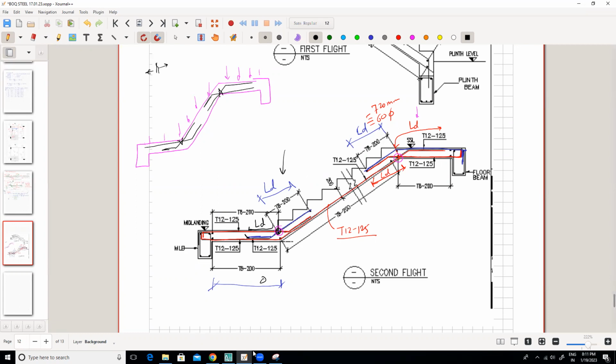And the next point is that there are distribution bars. These dots are there. So don't forget, we have shown only the spacing, but there are dots like this. They are straight bars. What is the length of this bar? Blue. These are distribution bars, T8 at 200, let's say, as given in the drawing. What is the length of this bar?